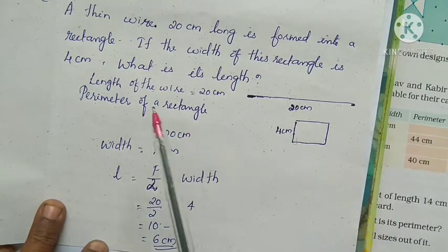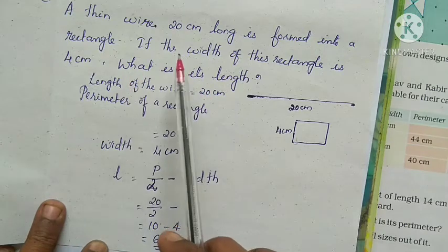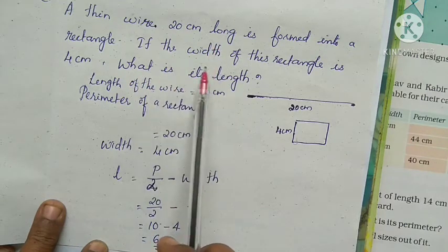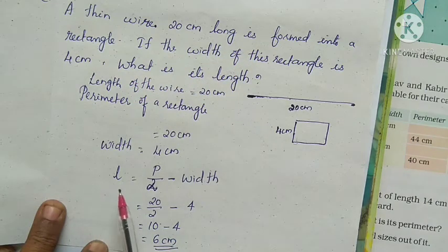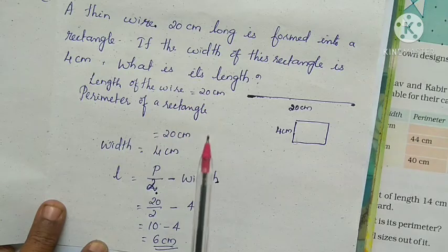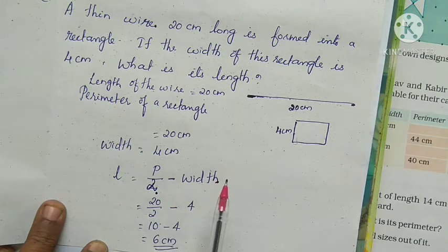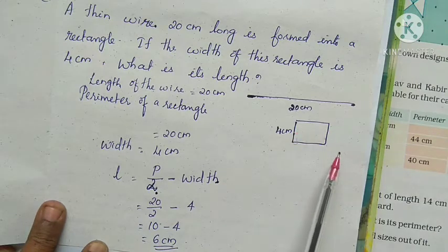So here in the question, the perimeter is given and also the width is given. So at that time how can we find out the length? The formula of length is equal to perimeter divided by 2 minus width. So width is given. Perimeter divided by 2 minus width. So we got the answer, 6 centimeter. That is the length of this rectangle. Do all of you understand? Move to the next question.